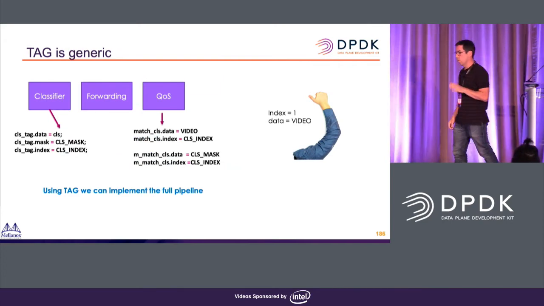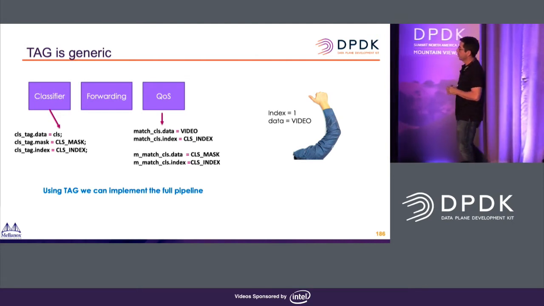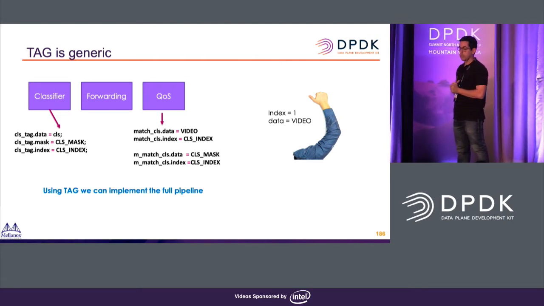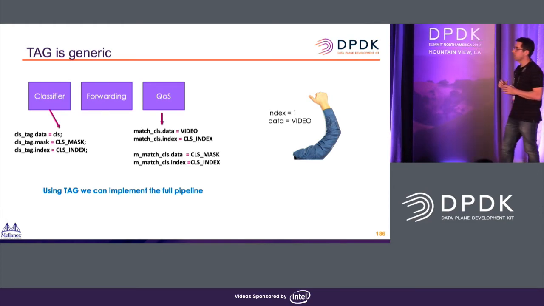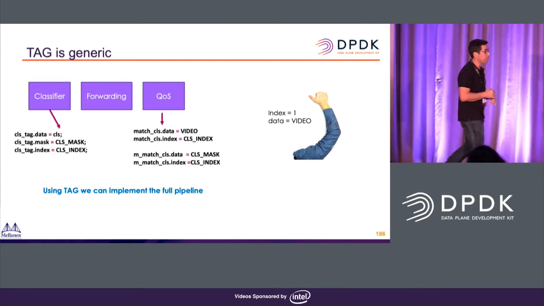So if we go back to the classifier, we can do it now with the tag. On the classifier, we set the classification. This is a hardware action. When you have a match, you do a set on the tag, and the packet will continue to the next table. Then in the quality of service table, we can match this tag. If it's video, we go to the quality of service that is doing video.